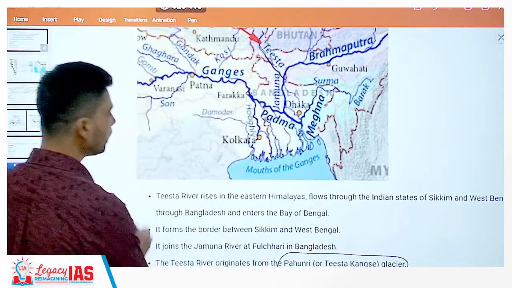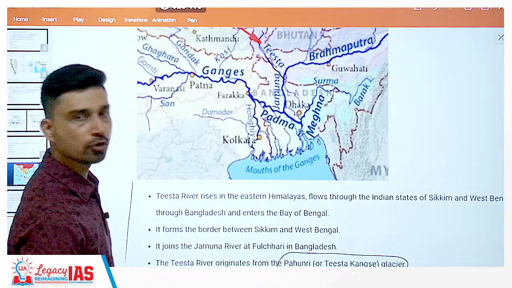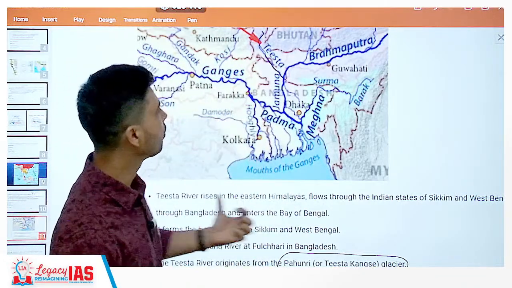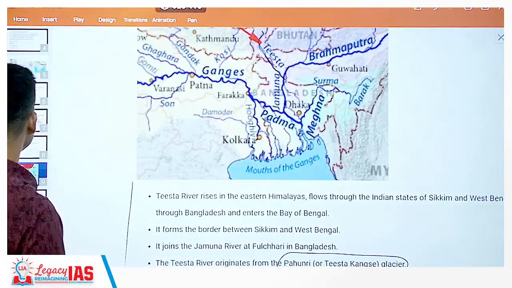So these are some important facts you should remember about the major rivers of India. You can collect similar kinds of facts for the other rivers of India also, and the major tributaries of these rivers.